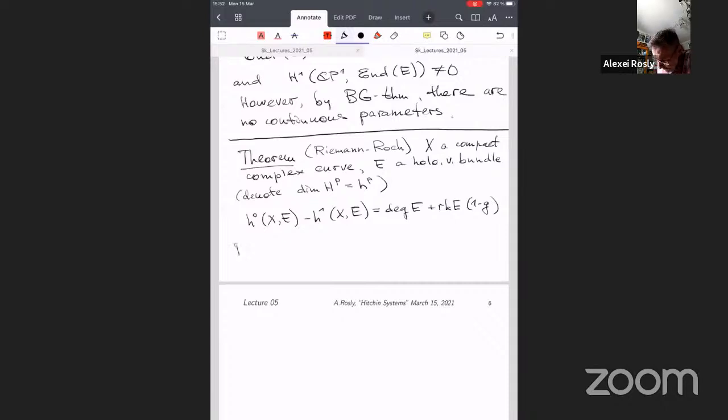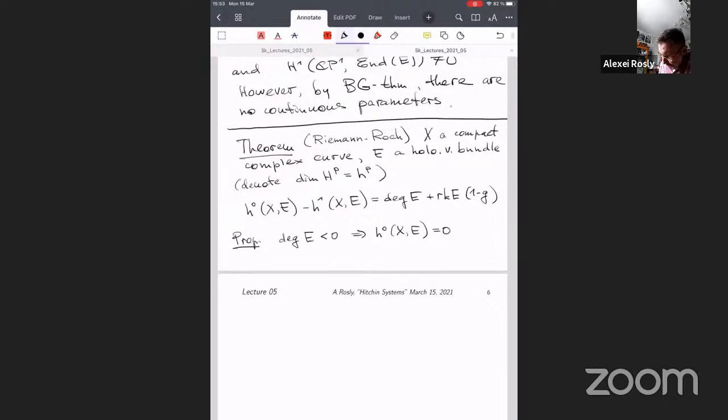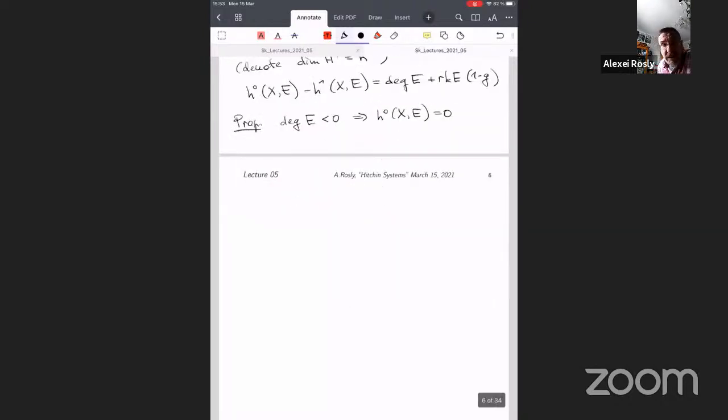And another important thing is the following proposition, not related directly to Riemann-Roch, but very often used: if the degree of a bundle is less than 0, then there are no holomorphic sections.